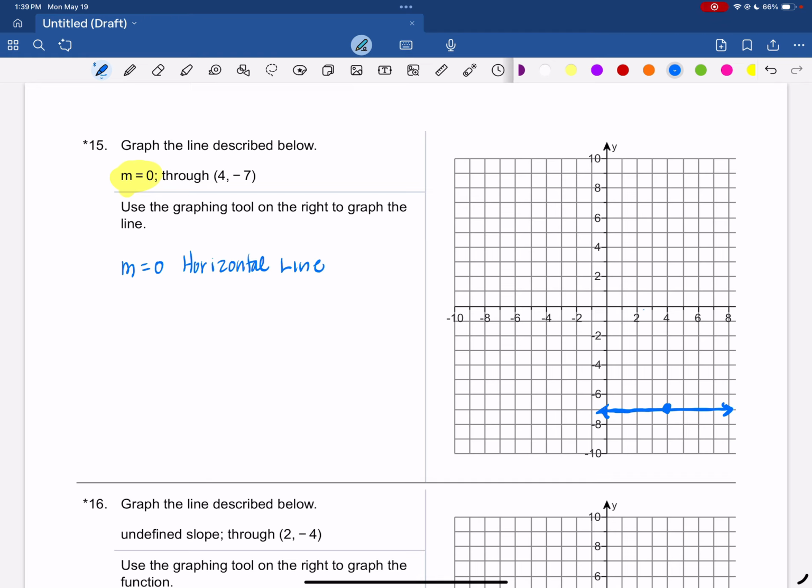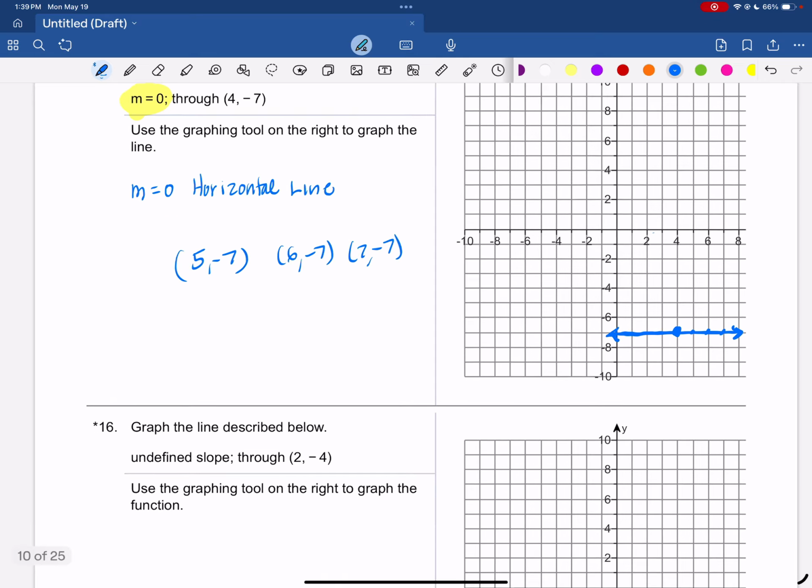You could say, well, 5, negative 7, 6, negative 7, 7, negative 7. When you have a 0 slope, all of those y's are going to be the same like that because it's a horizontal line.